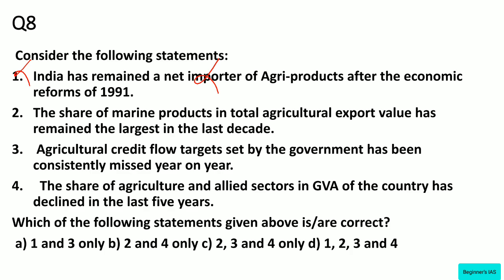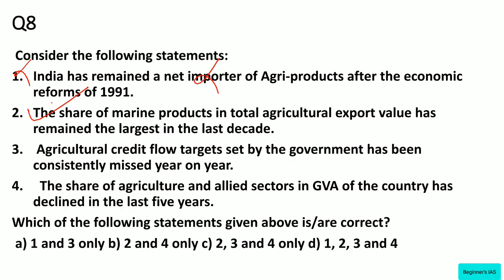The top agriculture and related products exported from India were marine products, basmati rice, buffalo meat, spices, non-basmati rice, raw cotton, oil meal, sugar, castor oil and tea, etc. And also, the share of marine products in the total agriculture export value has remained the largest over the period. Therefore, this statement is right. And also remember that its share in total agriculture export value increased from 14.5% to 19% in 2019-2020. What about statement number 3?